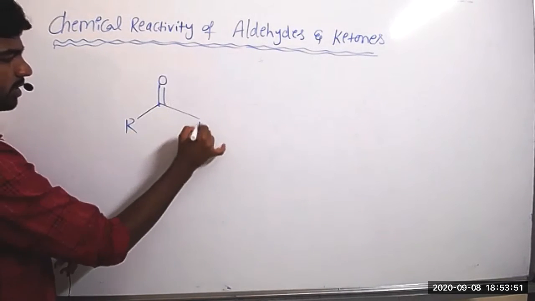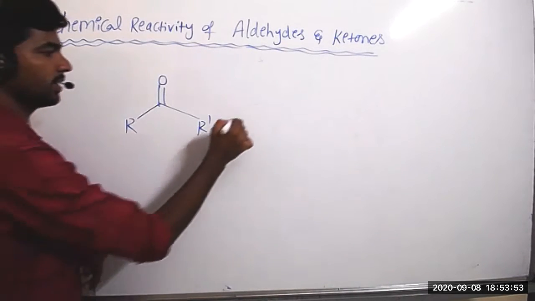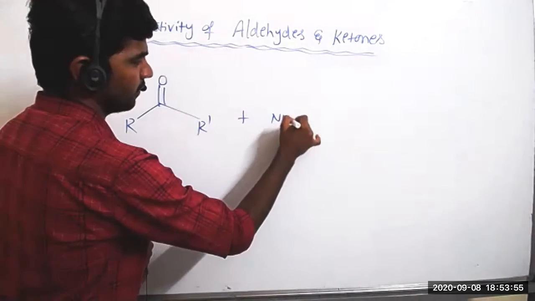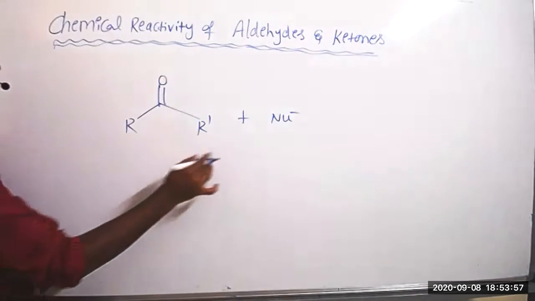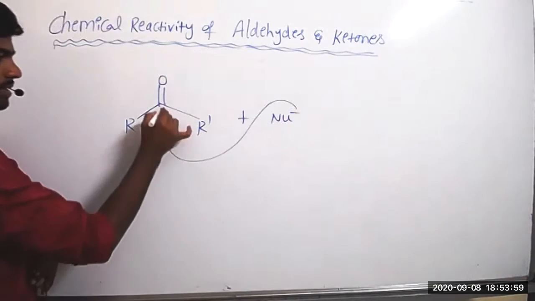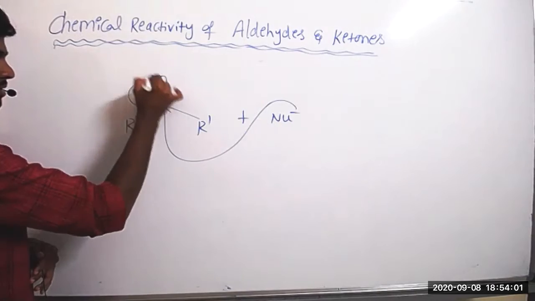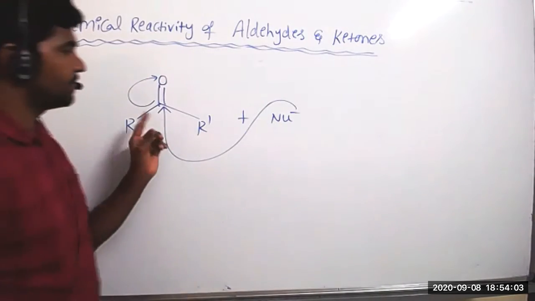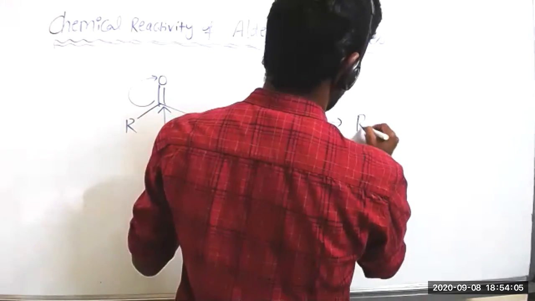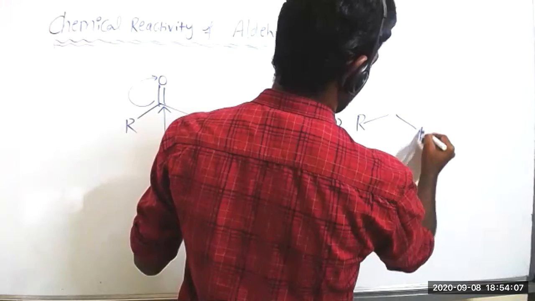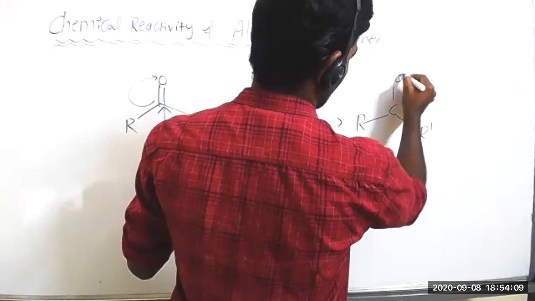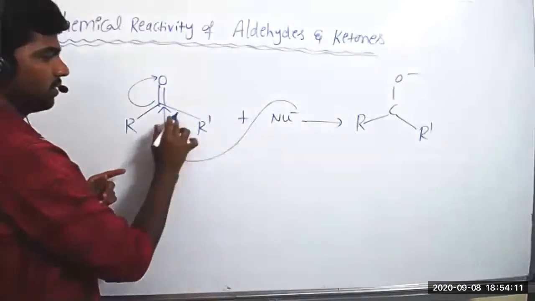So this is the carbonyl compound, either aldehyde or ketone. We're treating it with a nucleophile. This is an initially planar molecule. When the nucleophile attacks this carbon atom, immediately this bond pair of electrons shifts to the oxygen side. So it gives R', C bond O minus, and the nucleophile is attached here.